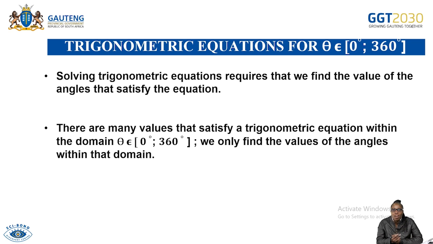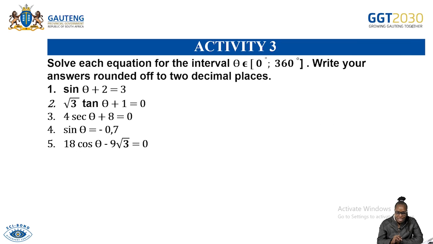There are many values that satisfy a trig equation, but in grade 11, we are looking at 0 up to 360. We only find the values of the angles within a domain of 0 to 360. How do we find them? Like in activity 3, it may look difficult, but it's not, because you need to understand how to find it.